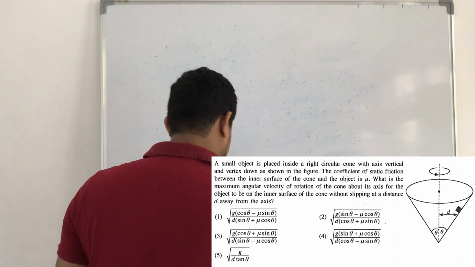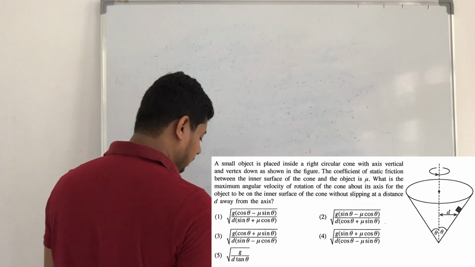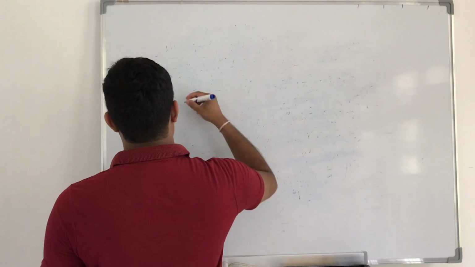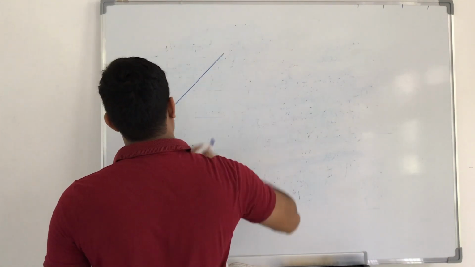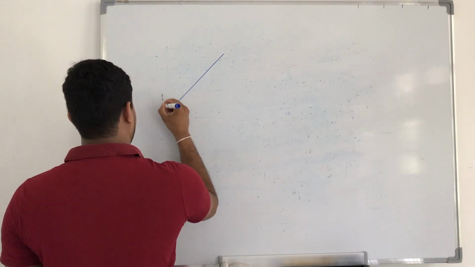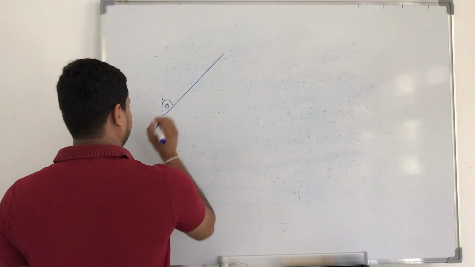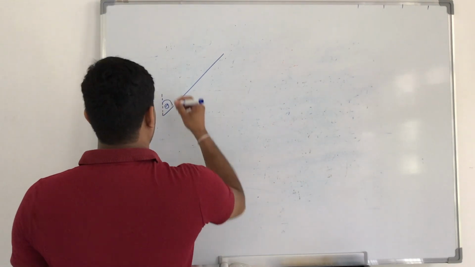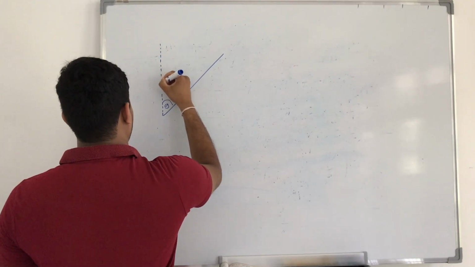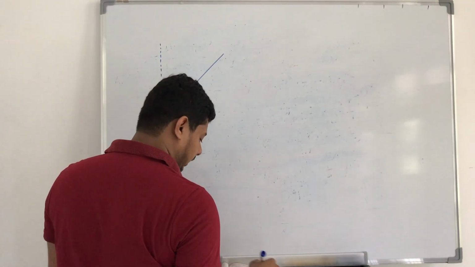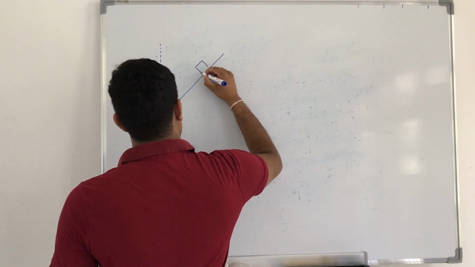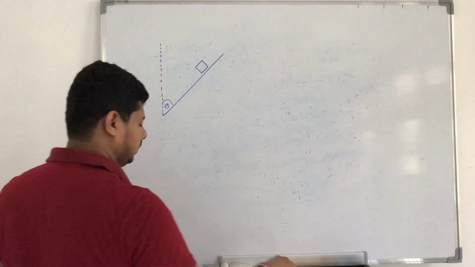So you have the question and the diagram on the screen. So I will draw the important part only. Okay. So this is my inclined surface of the cone. So I can mark the angle here, that is theta. And this is the axis of rotation of the cone. And I can mark the forces on here. So this is the object, and let's mark the forces.